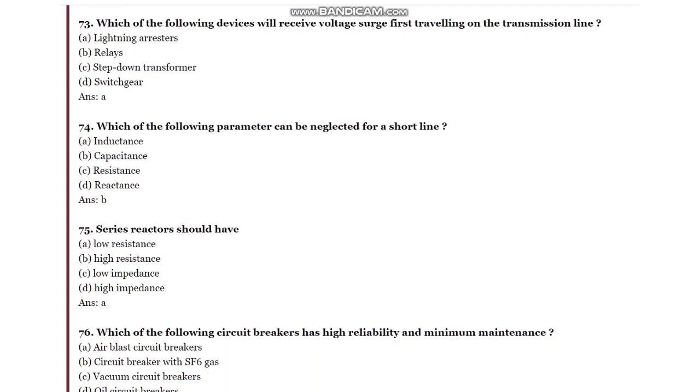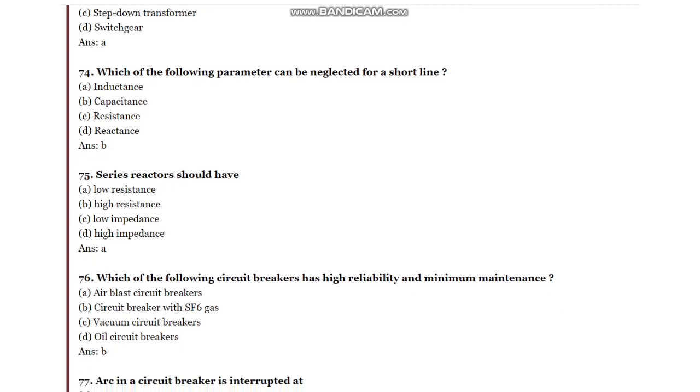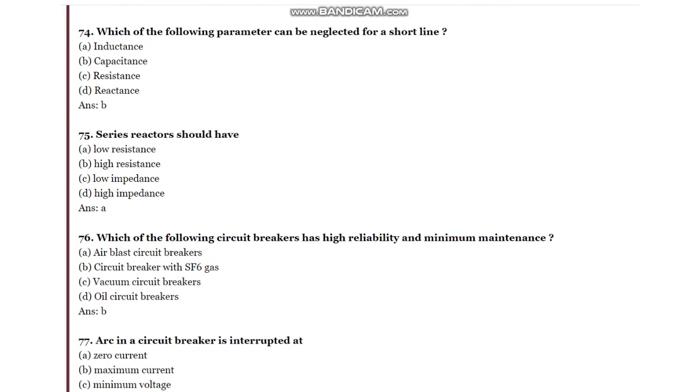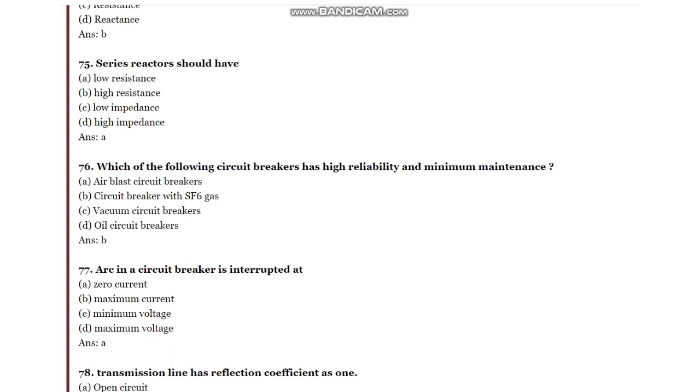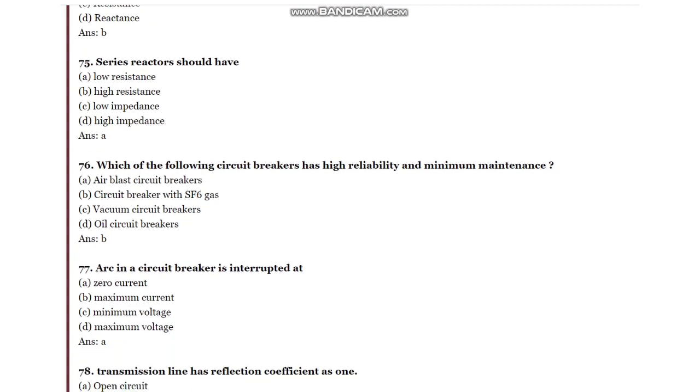Question number 73 is which of the following devices will receive voltage surge first traveling on the transmission line? Lightning arrestors are used. Which of the following parameters can be neglected for a short line? Capacitance parameter, it is neglected. Series reactors should have low resistance.